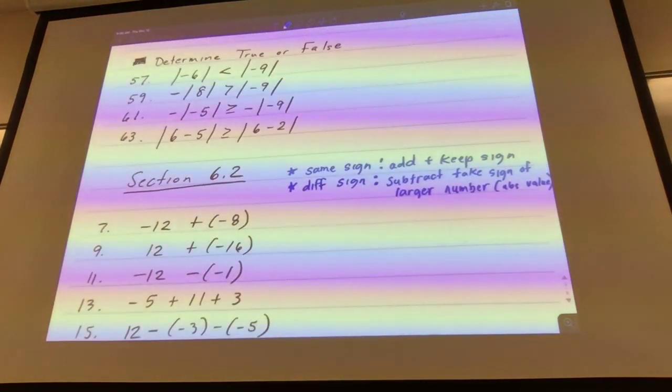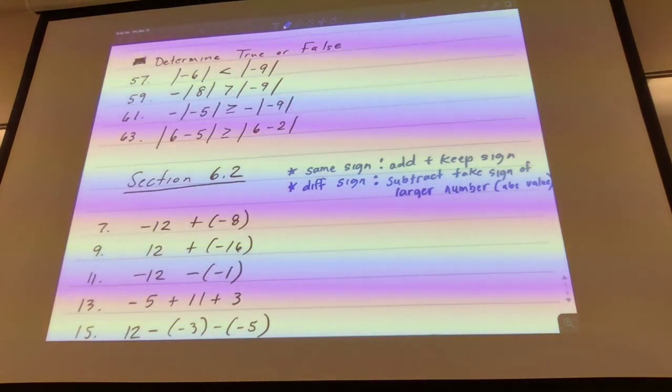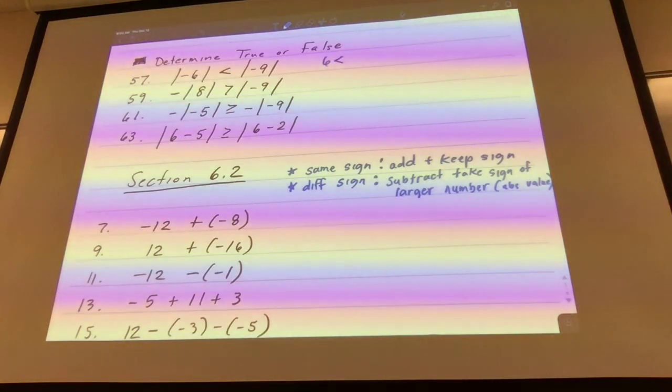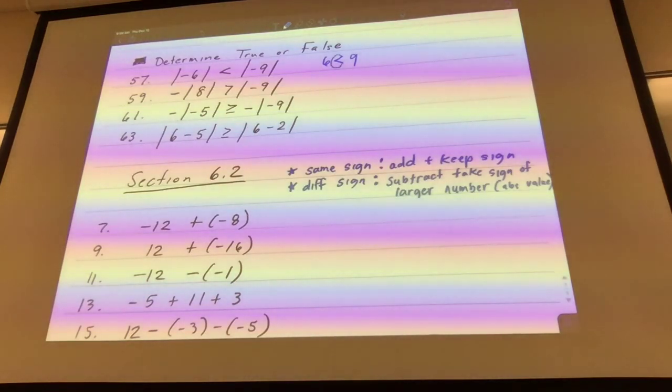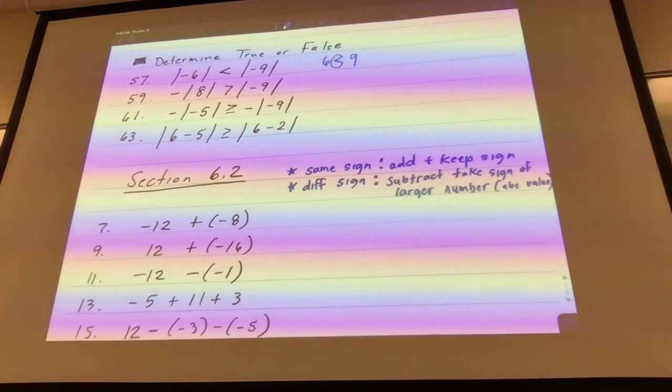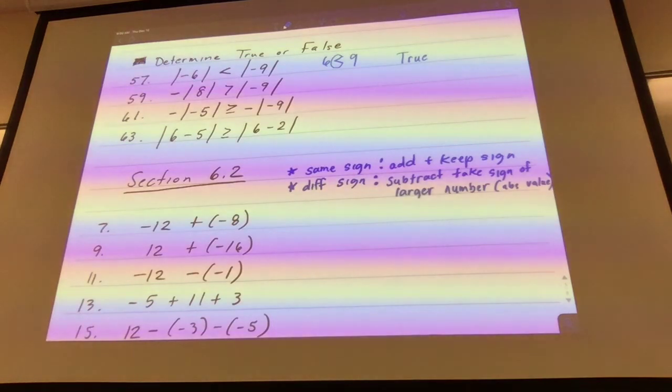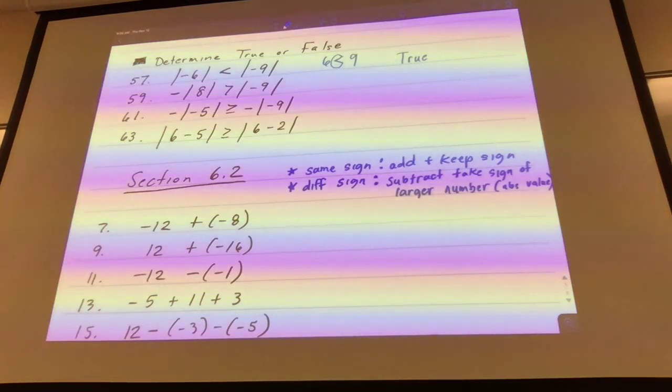Determine true or false. So, on 57, what's the absolute value of -6? 6. What's the absolute value of -9? 9. Is 6 less than 9? Yes. And this is what we used to do in old school. I make it into a Pac-Man, and then does Pac-Man eat the bigger number? Because he likes it, he'd say, yes, this is true. However you do that. Some people did alligator, I did Pac-Man when I was in school.